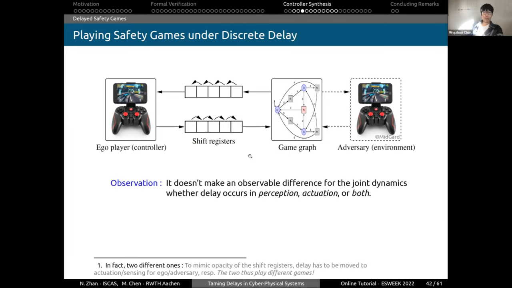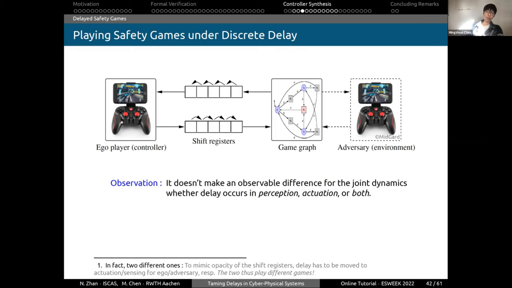A nice observation here is that it doesn't actually make a difference whether delays occur in the perception channel, so this link, or in the actuation channel. Because if you sit somewhere at the interface with the game graph, you cannot tell the difference whether delays occur here or here. That gives us a nice property that we can always combine these two channels. For example, if we have m units of delay in the perception channel and n units of delay in the actuation channel, then we can simply combine them by assuming m plus n time units of delay in only one direction, okay? But this only holds for the ego player.